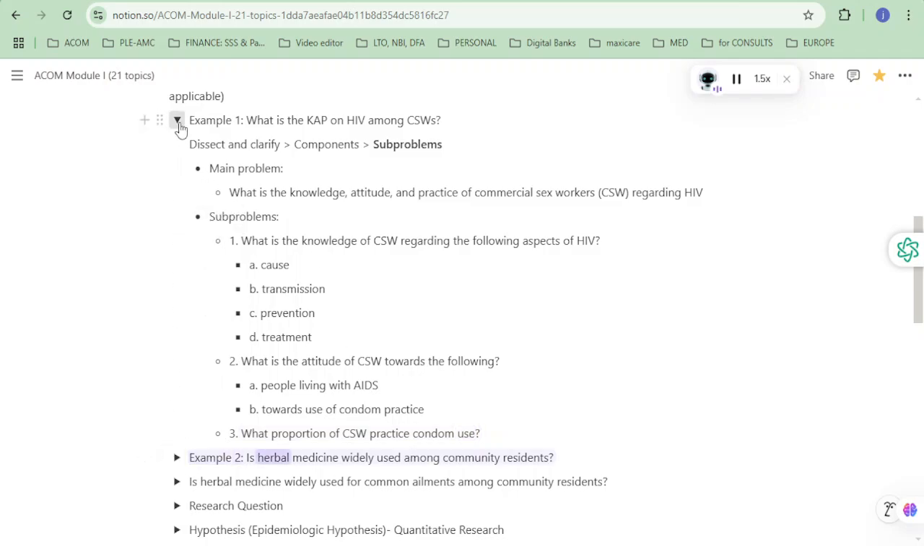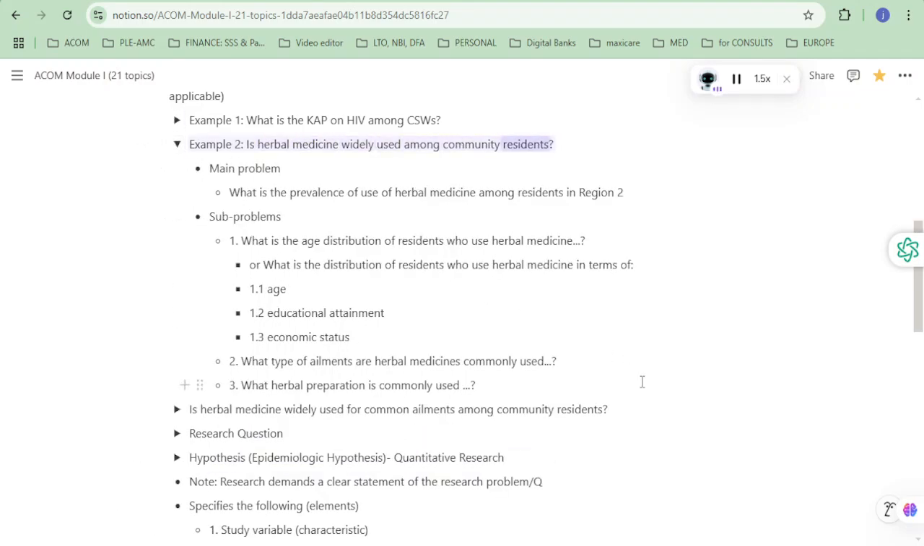Example 2, is herbal medicine widely used among community residents? Main problem. What is the prevalence of use of herbal medicine among residents in Region 2? Subproblems. 1. What is the age distribution of residents who use herbal medicine? Or what is the distribution of residents who use herbal medicine in terms of 1.1 age, 1.2 educational attainment, 1.3 economic status? 2. What type of ailments are herbal medicines commonly used? 3. What herbal preparation is commonly used?